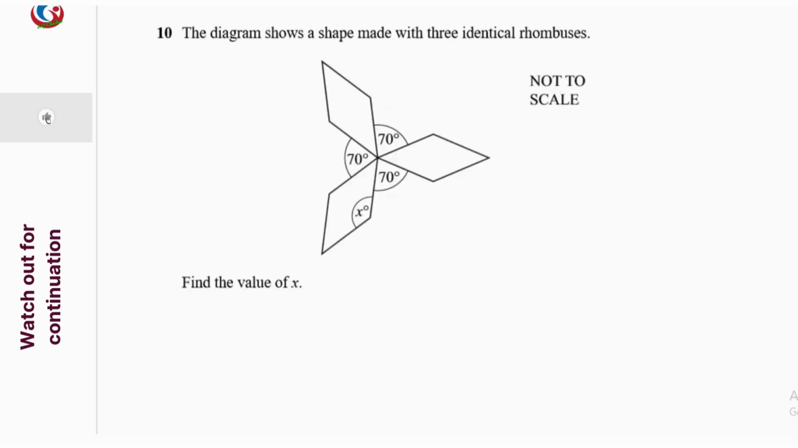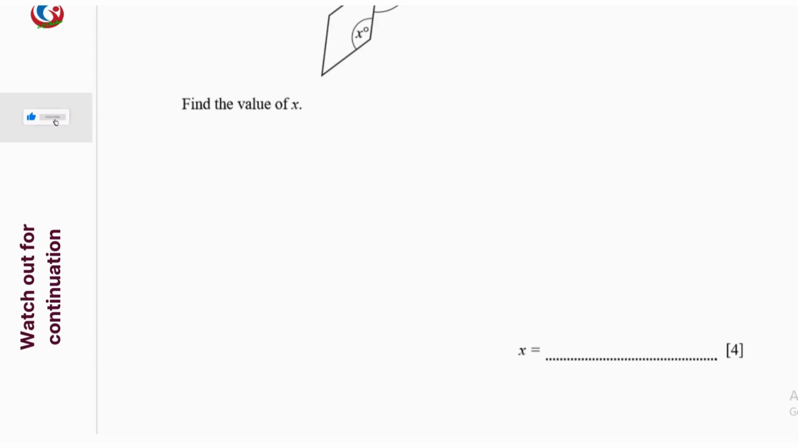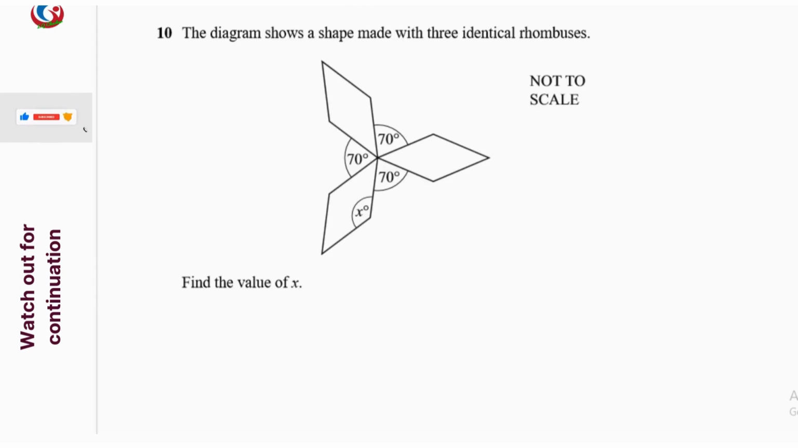Question 10. The diagram shows a shape made with 3 identical rhombuses. Find the value of x. Before we start solving, can we just take a good look at the amount of marks awarded to this question? You can see a whopping sum of 4 marks is allocated to this. So we're going to have some calculations here. You need to pay attention and listen attentively as we take it step by step.